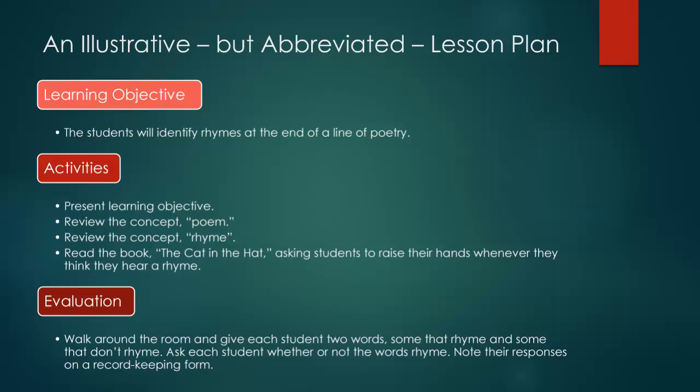This slide shows an abbreviated lesson plan on rhyming words. Notice the parts of the lesson: the learning objectives, the activities, and the evaluation. Think about the details you might add if you were writing this lesson plan for use with a group of young students.